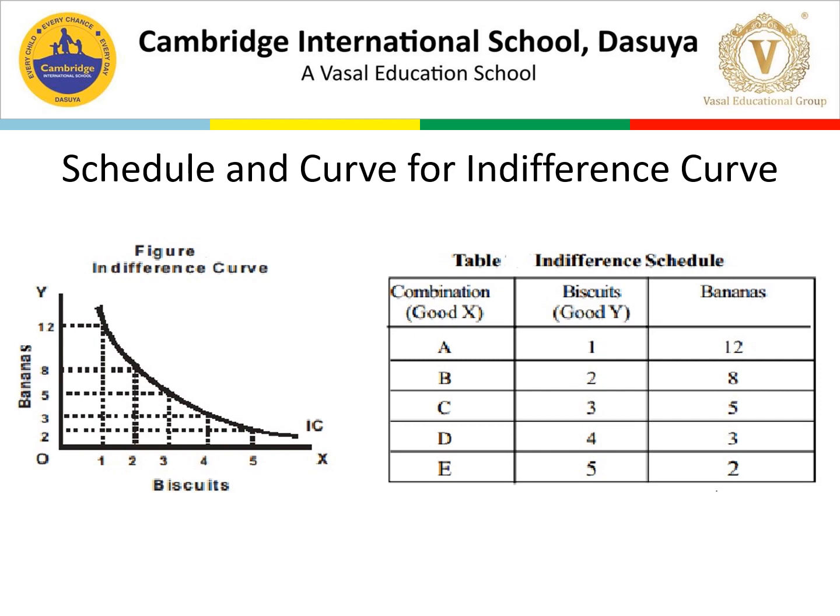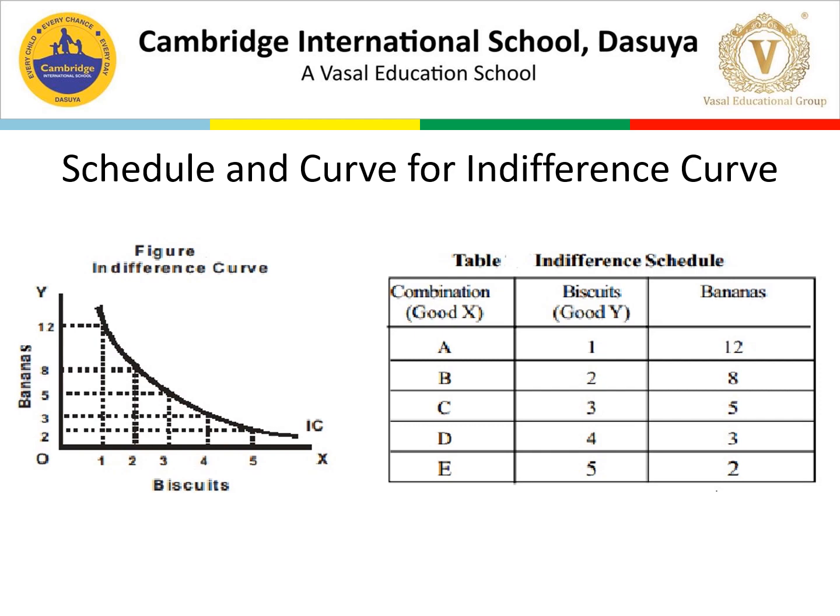Now in the next case, we have 2 packets of biscuits and 8 bananas. This is the second combination. In this also, the satisfaction level which the person is getting is the same. In the third combination, 3 packets of biscuits and 5 bananas, it is always giving the same. Next is combination D: 4 packets of biscuits and 3 bananas, giving the same satisfaction level as you got in combination A, B or C. Next is E.